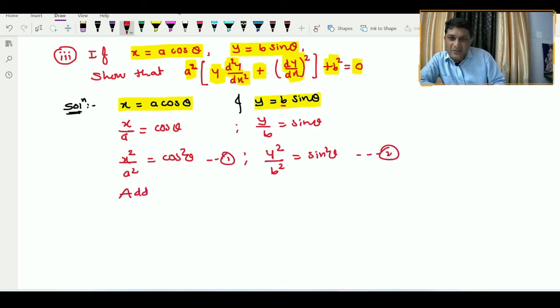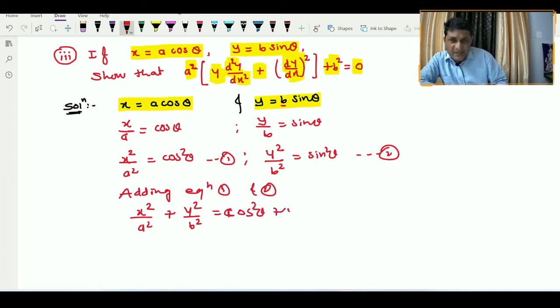Now adding equation first and second, let us see what we'll get. Adding equation first and second, we will get x square upon a square plus y square upon b square is equals to, better way, write down cos square theta plus sin square theta. Simply we have taken addition. So x square upon a square plus y square upon b square on the left hand side, and on the right hand side cos square theta plus sin square theta. Okay, so here x square upon a square plus y square upon b square is equals to 1.